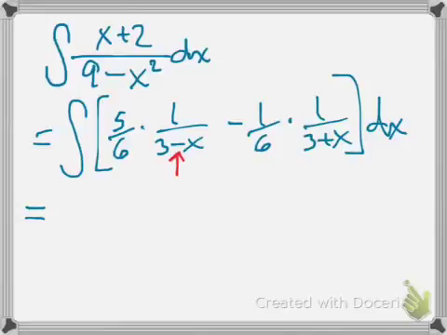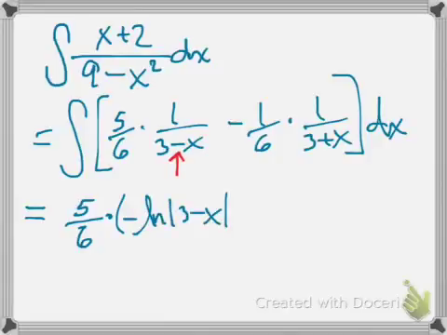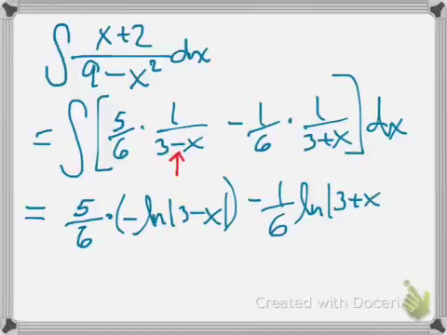Let me get back to this problem first. And so we're going to get 5/6 times negative. I could put the negative in front of the 5/6, but I didn't. Natural log of the absolute value of 3 minus x. And then -1/6 natural log of the absolute value of 3 plus x. And then all that plus c.